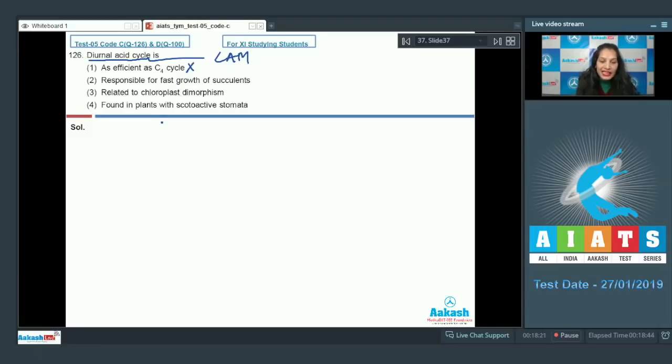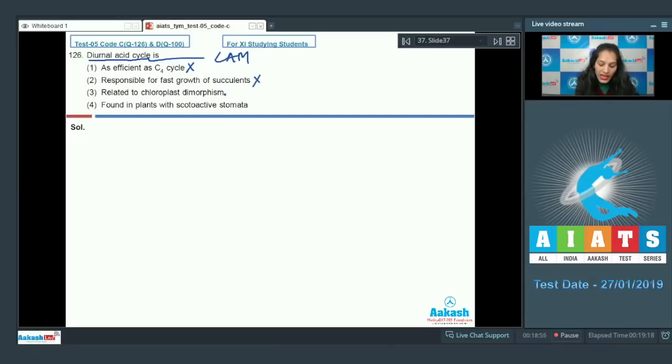No, it is less efficient as compared to the C4 cycle. Why? Because the CO2 fixation takes place during the night, and hence only the amount of CO2 which is already present inside the cells can be utilized to fix the CO2. Second, responsible for fast growth of succulents. Succulents show slower growth, so this option is also ruled out.